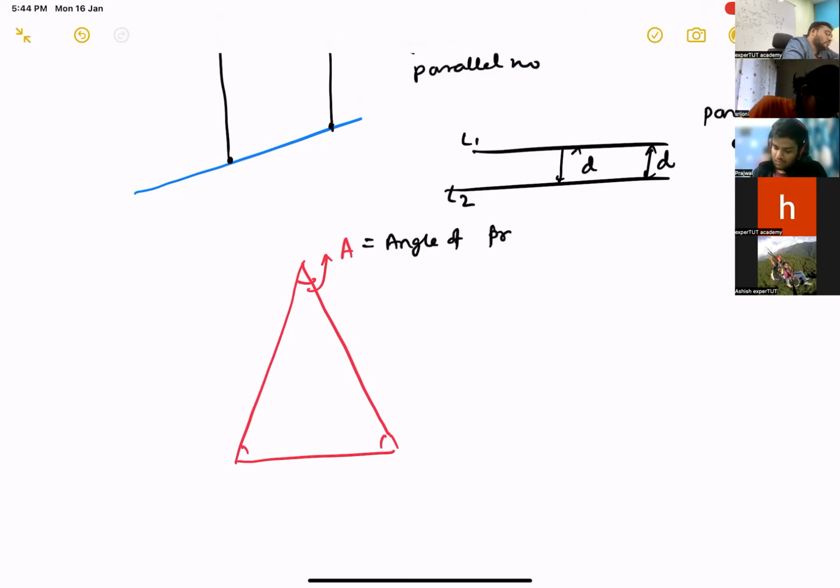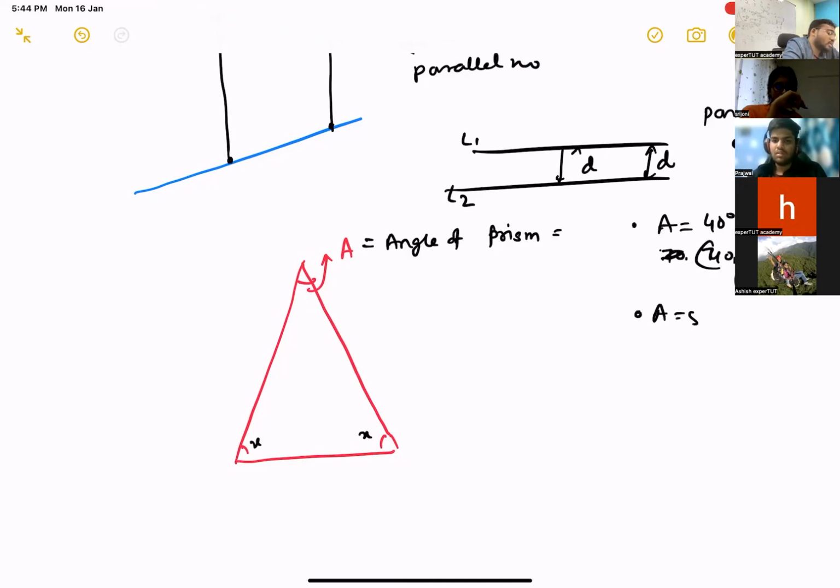When they give you the angle of prism, suppose the angle is, let's say, 40 degrees, then it is automatically assumed that the prism is an isosceles triangle. Therefore, the other two angles are 70 and 70. Understood? If A is 40 degrees as the angle of prism, then it is a 40, 70, 70 prism.